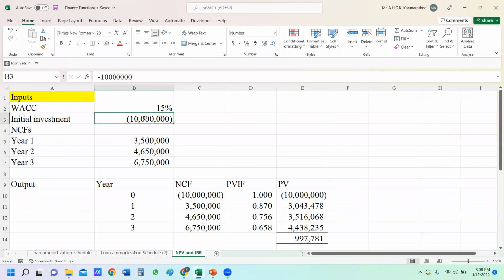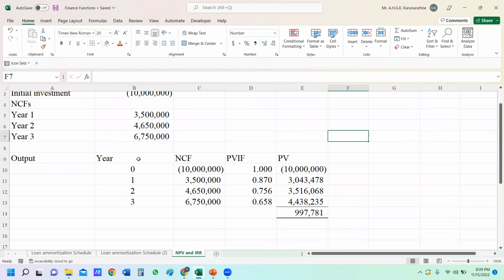The initial investment, the initial cash outlay, is 10 million, and then the future net cash flows. Let's assume the project life is 5 years, and during the project life of 3 years you expect to generate this much of cash flows: year 1 this much, year 2 this much, year 3 this much. So let's see how to compute net present value. It is very simple. You have done a similar example at your advanced levels as well.